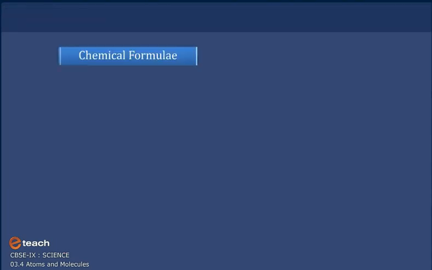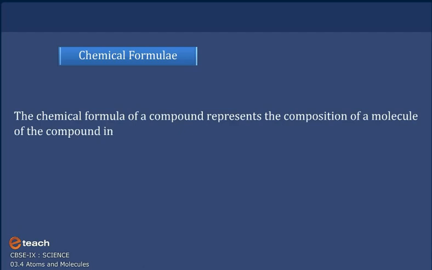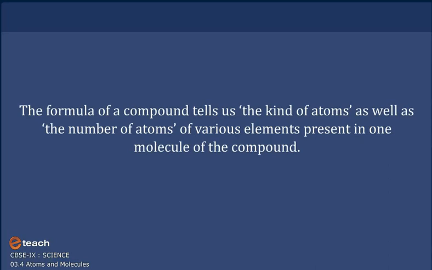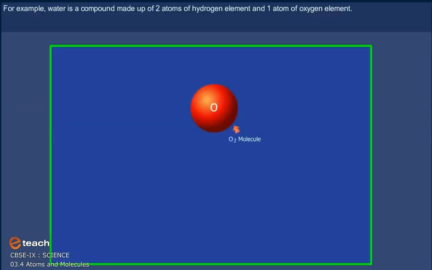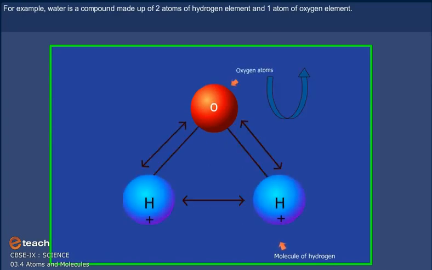Writing chemical formula. The chemical formula of a compound represents the composition of a molecule of the compound in terms of the symbols of the elements present in it. The formula of a compound tells us the kind of atoms as well as the number of atoms of various elements present in one molecule of the compound. For example, water. Water is a compound made up of two atoms of hydrogen element and one atom of oxygen element. So the formula of water is written as H2O.